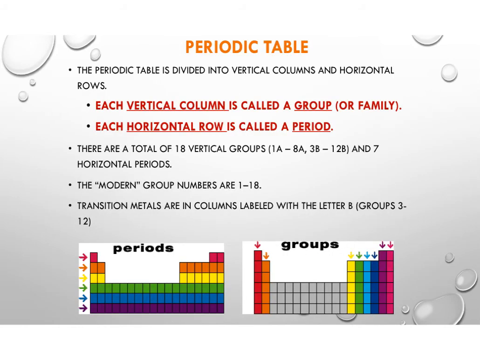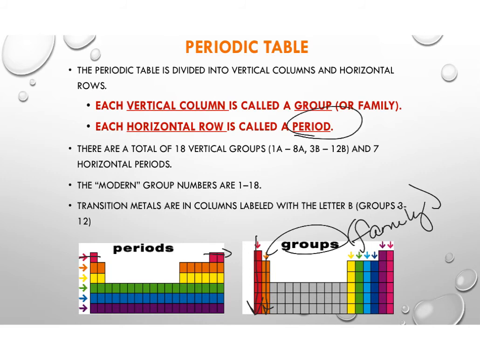Each vertical column is called a group. Sometimes you'll hear old language call it a family, but most of the time a group. Those are the ones that have similar properties. Each row is called a period. So periodic table, period 1, 2, 3, 4, 5, 6, okay? And group 1, 2, etc.